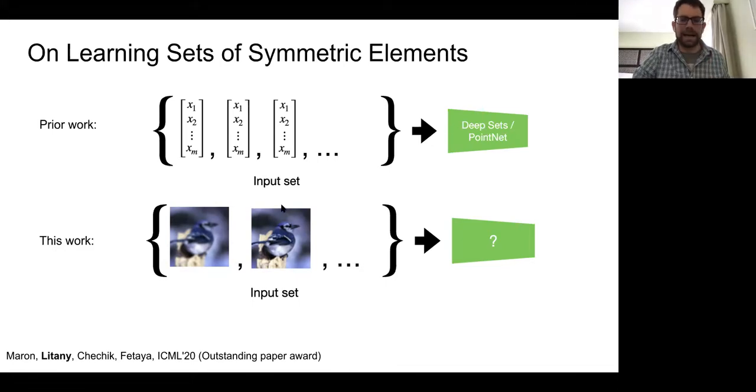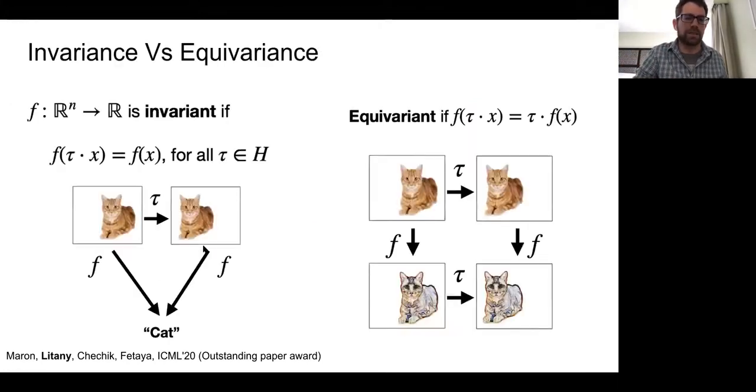And in this work I'm telling you about, we try to go one step further and say sometimes the objects in the set are more complex than just points. Points are very simply structured, but it could be that the objects in our input set are themselves complex objects with symmetries, like images, which have shift invariance, or shift symmetry, translation symmetry.